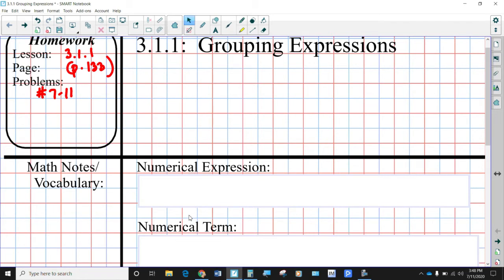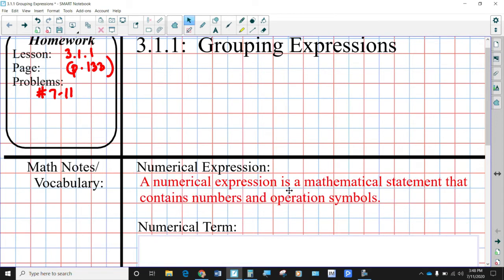First, we've got some different terms here. We're going to spend a little bit of time putting in some vocabulary, just so you know when I refer to these, you'll know what I'm talking about. So let's start with the numerical expression, and the numerical expression is a mathematical statement. But it only contains numbers and operation symbols. I'm not talking about a variable expression or an algebraic expression that has an unknown quantity. We'll get to those later. For now, we're just going to focus on numbers and operation symbols.